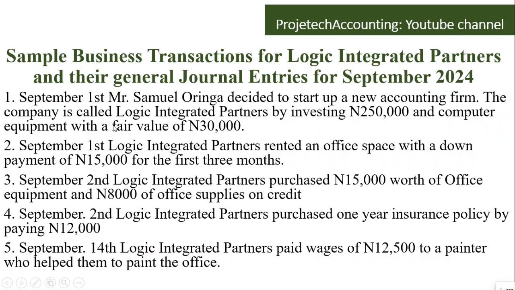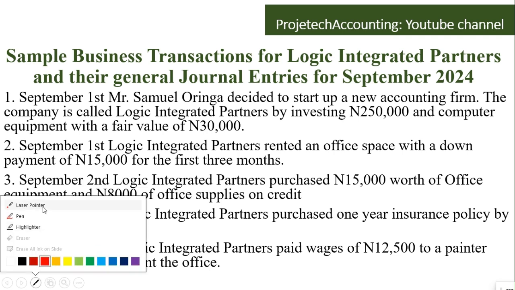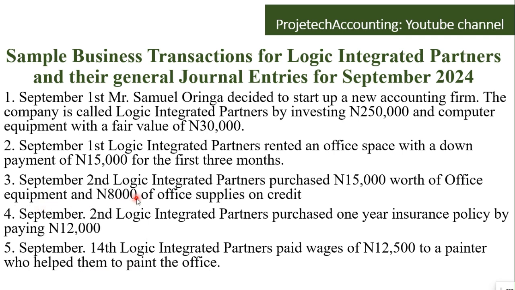So September 1st, Mr. Samuel Oringa decided to start up a new accounting firm. The company is called Logic Integrated Partners, by investing 250,000 naira and computer equipment with a fair value of 30,000. September 1st, Logic Integrated Partners rented an office space with a down payment of 15,000 naira for the first 3 months.